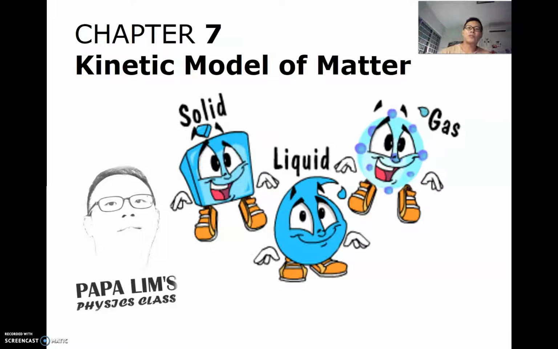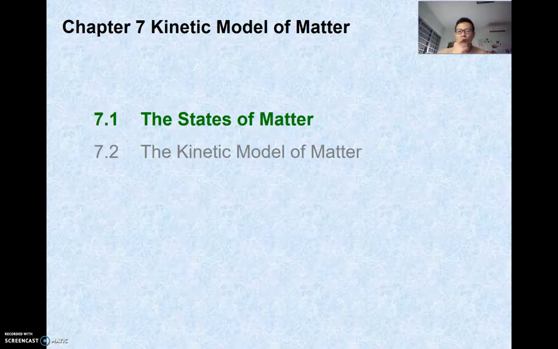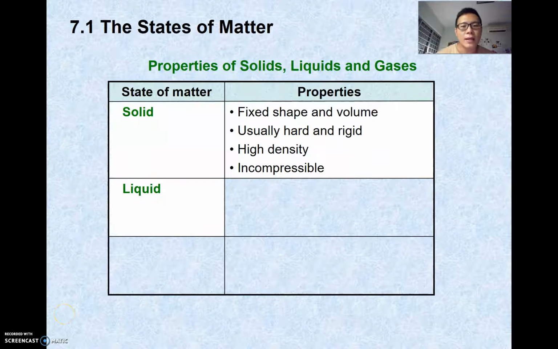Today we'll be doing chapter 7, Kinetic Model of Matter. We will look in detail at solid, liquid, gas, the different states of matter, what their properties are, and the forces, the molecular attractions between them. For the starter, we will be looking at the states of matter, namely solid, liquid, gas.